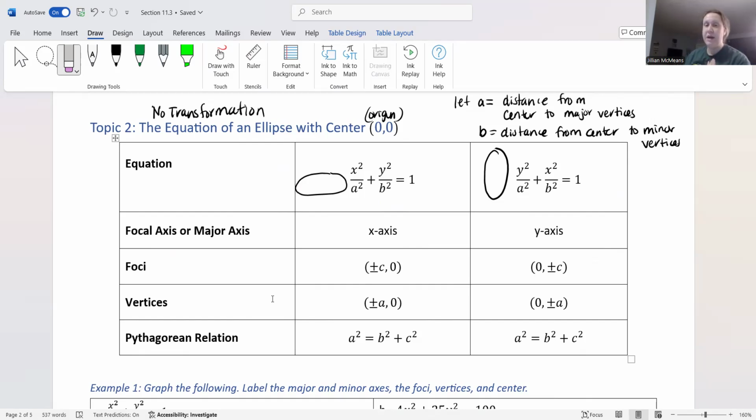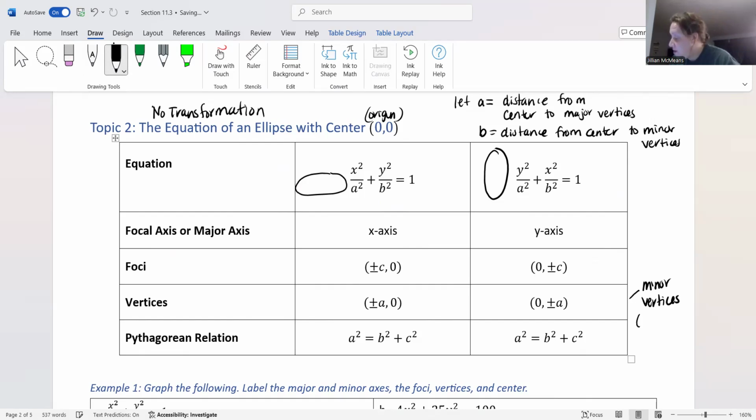I'm going to worry about it. I'm going to specifically do the vertices and then the co-vertices or the minor vertices, okay? So just know that the minor vertices are going to have plus or minus b, okay? So I'm going to go over here and say minor vertices, which are also called co-vertices.